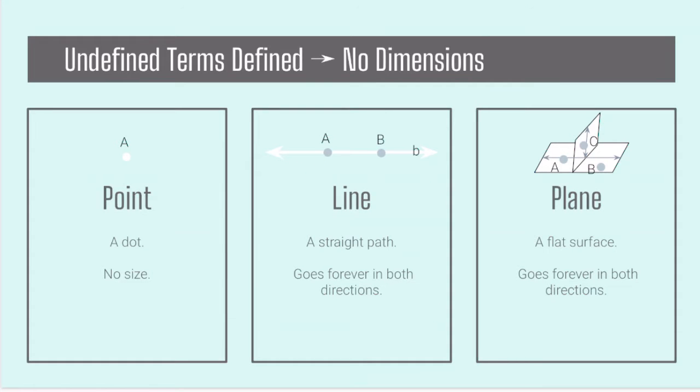There are three undefined terms, and all three of them share the same idea of having no dimensions. Since these are the most basic figures, they have no size, depth, and basically no dimension at all. The very first undefined term is a point. It's so simple, just a dot with no size or anything. Next is a line. It's just a straight path that goes on forever in both directions. Last is a plane, which is just a flat surface shape that goes forever in all directions.